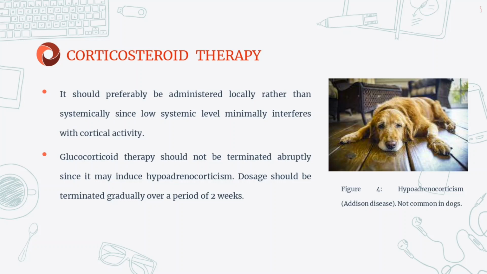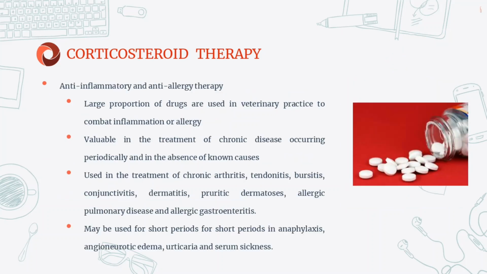Next in the list, glucocorticoid therapy must be terminated gradually. If not, it may induce hypoadrenocorticism or Addison disease. Figure 4 shows hypoadrenocorticism, but luckily, it's not common in our dogs. Next, anti-inflammatory and anti-allergy therapy.